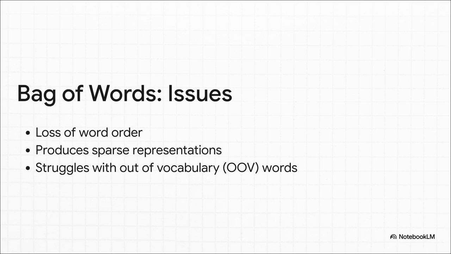And losing the word order is just the tip of the iceberg. This model creates these gigantic, mostly empty lists of word counts. It has absolutely no idea what to do with a new word it's never seen before. And it definitely can't figure out that words like king and queen are related in a way that, say, king and cabbage are not. So yeah, we clearly needed a much better way.